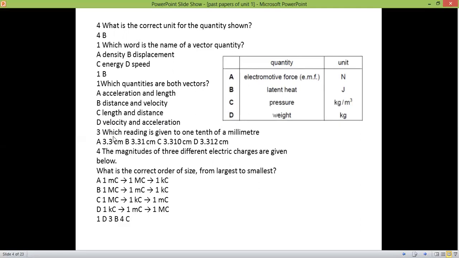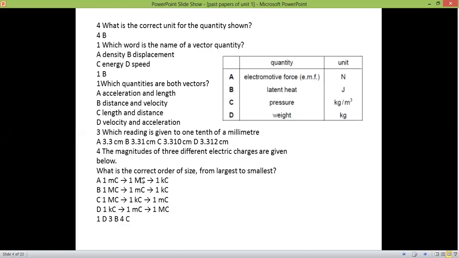Next question, which reading is given to 1/10 of a millimeter? 1/10 of a millimeter is equal to 0.1 millimeter. All the options are given in centimeters, so we need to convert 0.1 millimeter to centimeter, so it becomes 0.01 centimeter. That is, the answer should be up to 2 decimal places. So B is the correct option because over here the answer is up to 2 decimal places. In these two, the answer is up to 1 and 3 decimal places. So B is the correct answer.